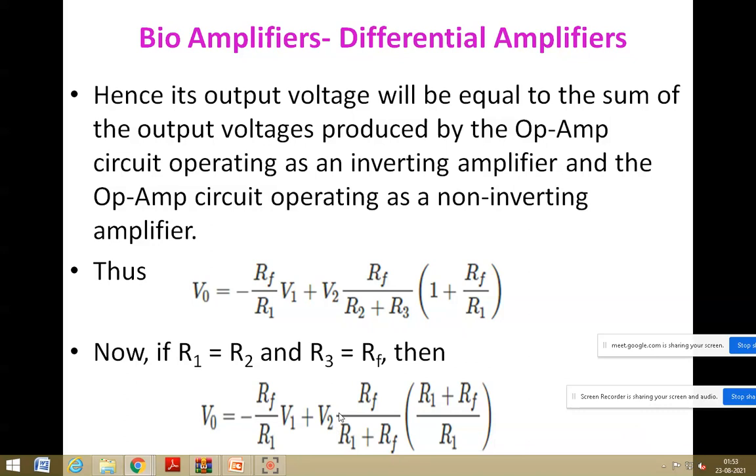So you will be getting V2 into RF by R2, and you convert R2 to R1 to get the same value in the equation. R2 becomes R1 and R3 becomes RF. Then here you will have R1 plus RF; inside the bracket we can take the cross multiplication, everything R1 plus RF divided by R1. In the denominator also you have R1 plus RF, so these two values will be cancelled. Finally, you will have RF by R1 into V2.